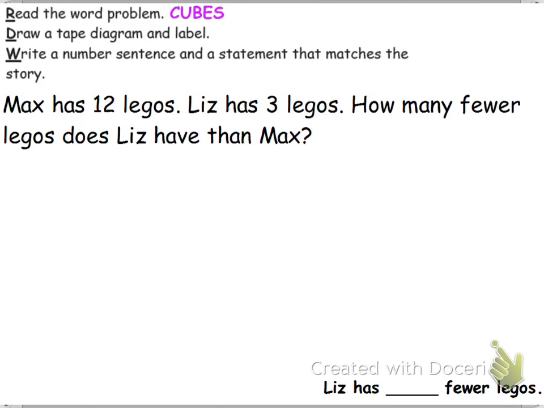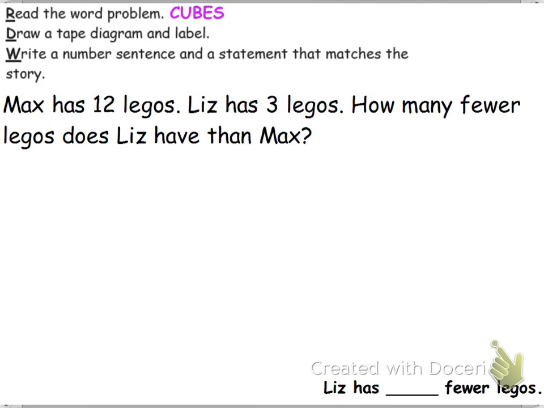So let's get started. Max has 12 Legos. Liz has 3 Legos. How many fewer Legos does Liz have than Max? Read it again. Max has 12 Legos. Liz has 3 Legos. How many fewer Legos does Liz have than Max? Now I'm going to read it again.